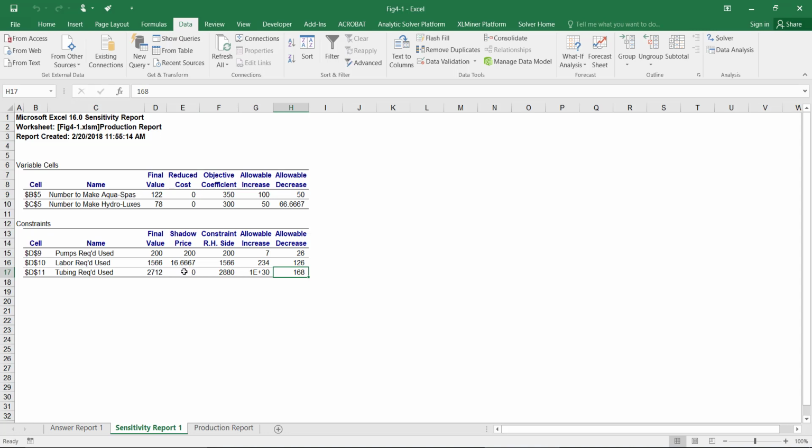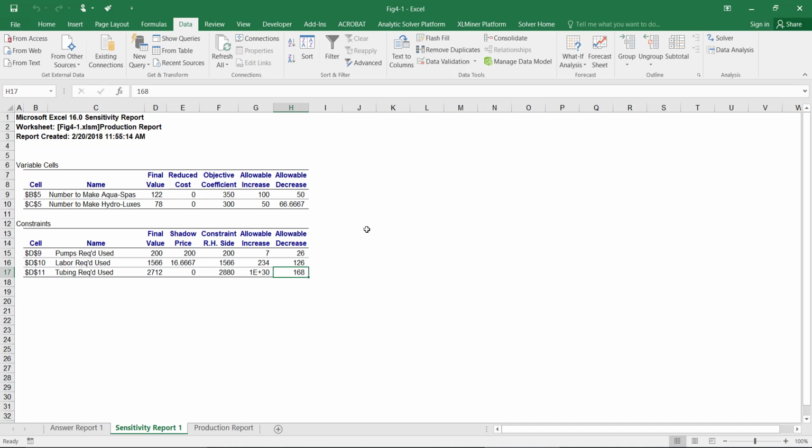So remember that the shadow price for a non-binding constraint is always 0, and a change of the right hand side of the non-binding constraint in the allowable range is not going to change the objective function's value. Shadow price has very important information for us.